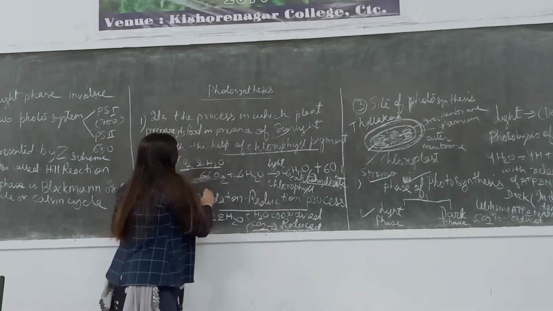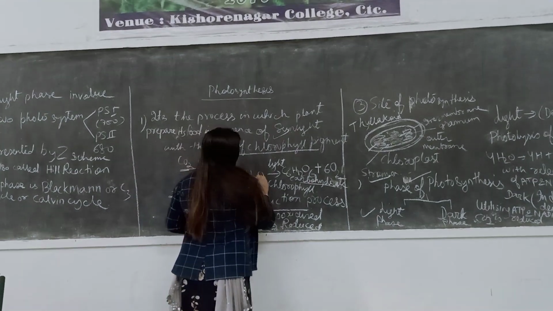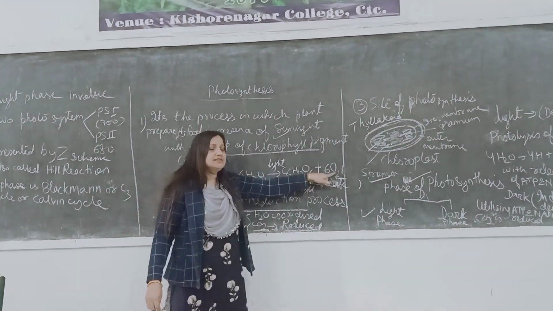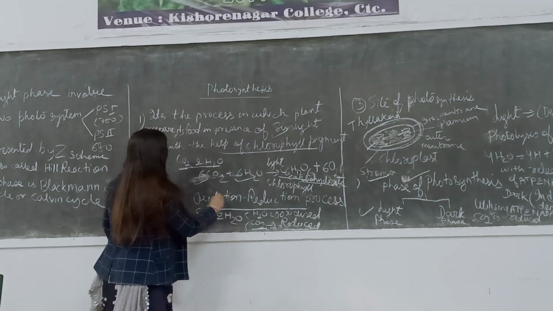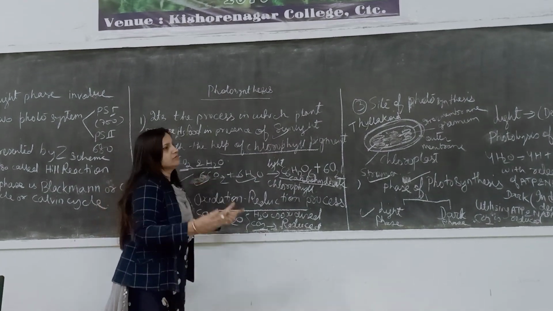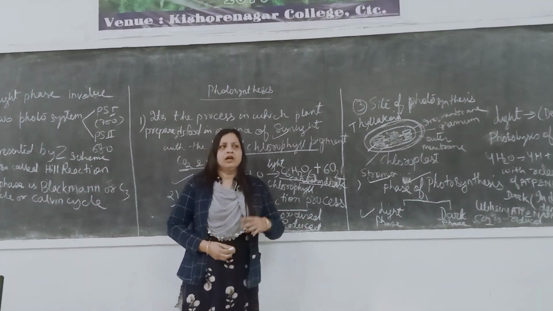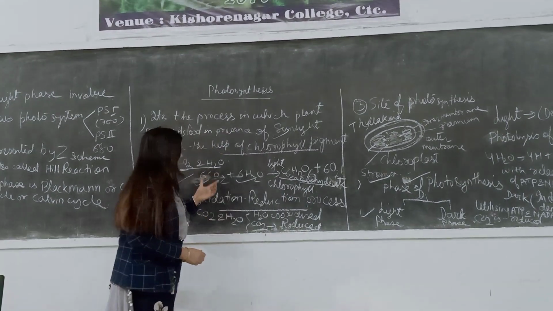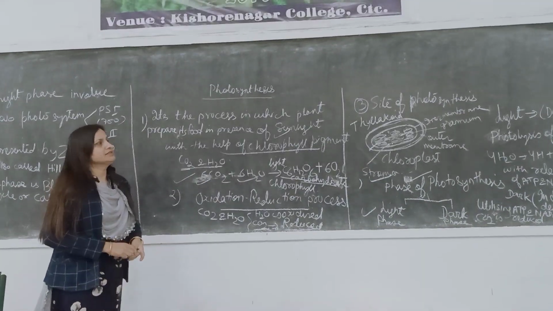So the reaction is like this: 6 carbon dioxide and water combine to form carbohydrate. In this process, oxygen is also released. So photosynthesis, in simple terms, is where the plant prepares its food, and we call it the autotrophic mode of nutrition.